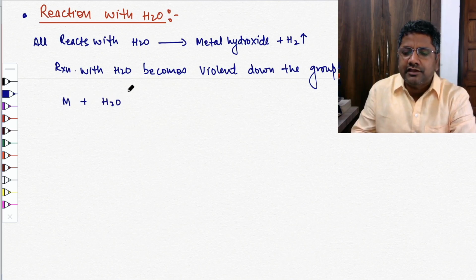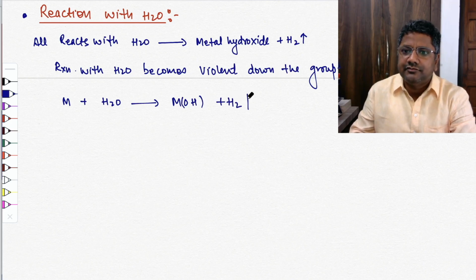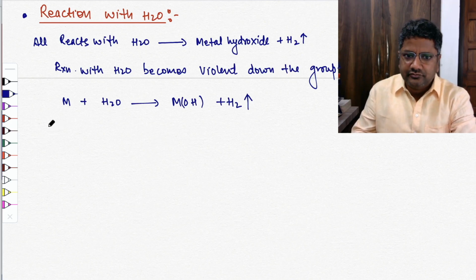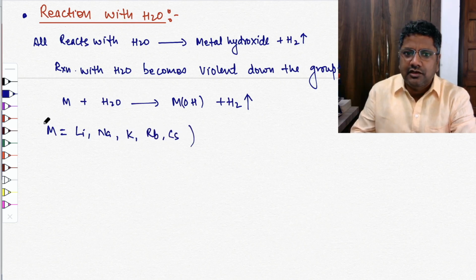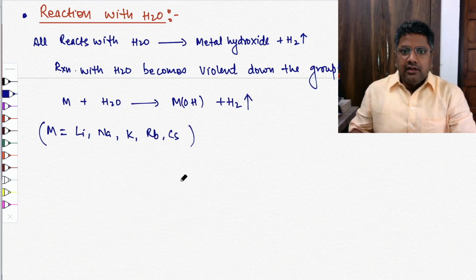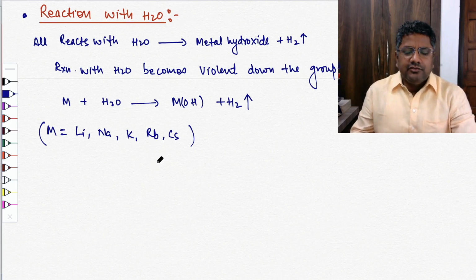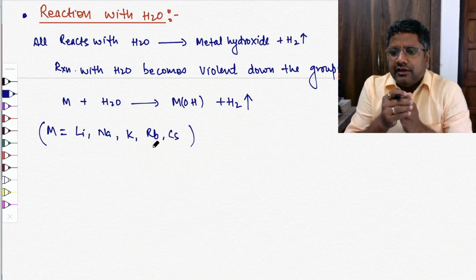So M plus H2O will give you MOH plus hydrogen gas, right? And M is equal to lithium, sodium, potassium, rubidium, cesium. Now see their E naught value, standard electrode potential, that we can also use to predict the reducing nature of these metals.